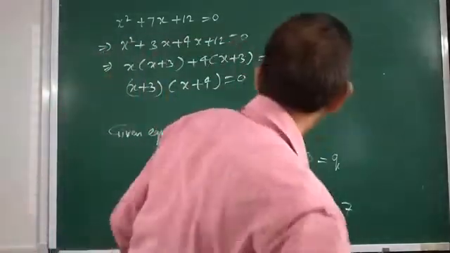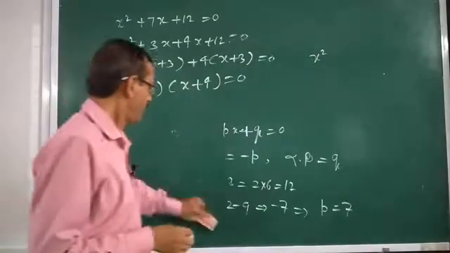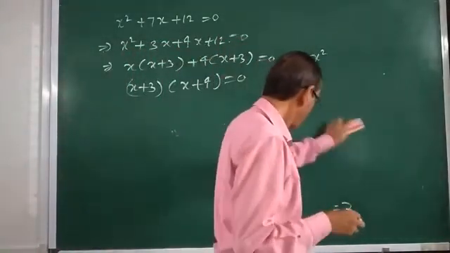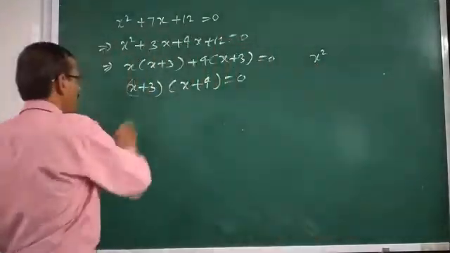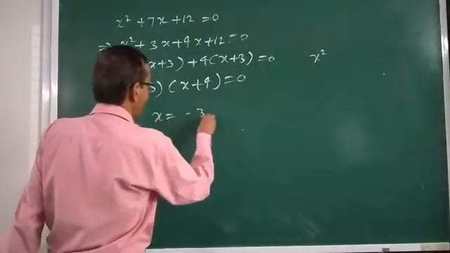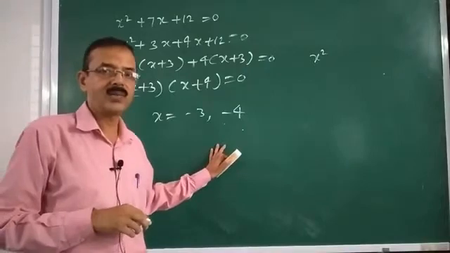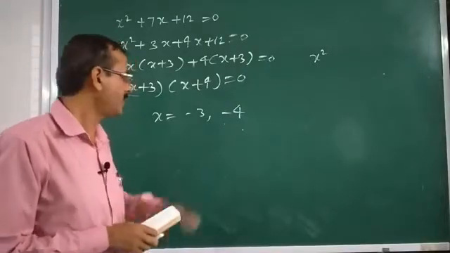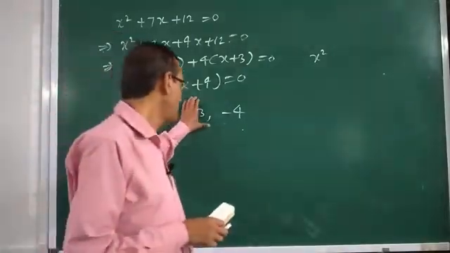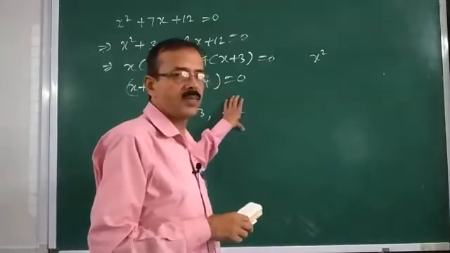Okay. Now there will be two values, x is equal to minus 3 and minus 4. We found that there are two roots, minus 3 and minus 4. These are the roots of that equation. So the correct roots will be minus 3 and minus 4.